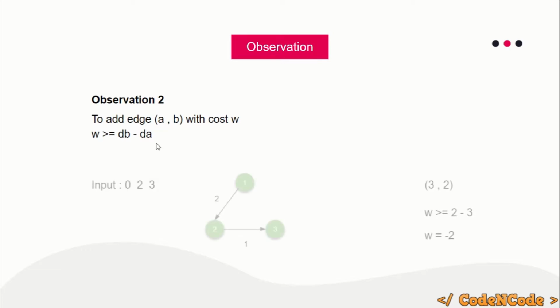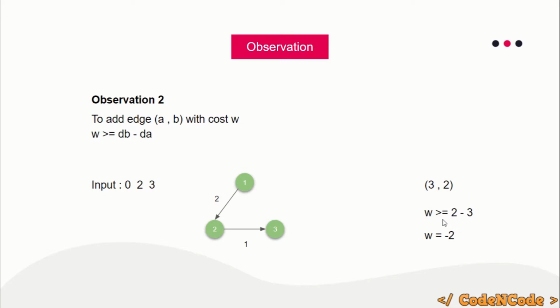Let's see what happens if that is not the case. For example, these are all your D array, D1, D2 and D3. Suppose I wanted to add an edge from 3 to 2. Then by observation 2, W should be greater than or equal to 2 minus 3, because D3 is 3 and D2 is 2, and we check D2 minus D3.